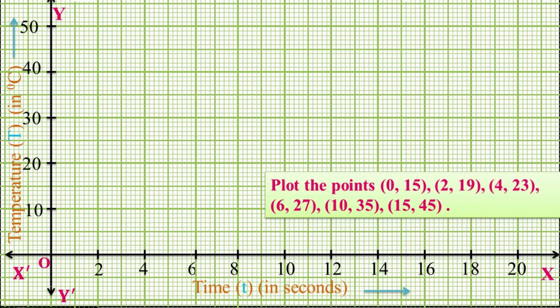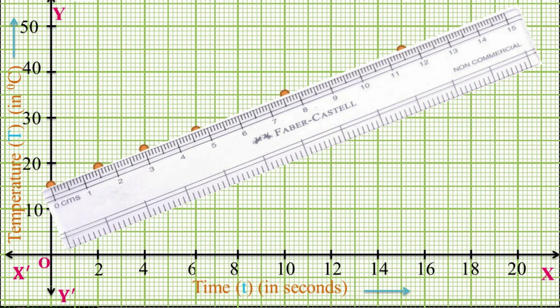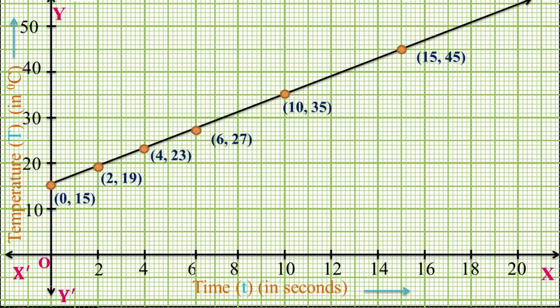Now starting plot the point 0, 15. X is 0 and y is 15. 2, 19. X is 2 and y is 19. 4, 23. X is 4 and y is 23. 6, 27. X is 6 and y is 27. 10, 35. X is 10 and y is 35. 15, 45. X is 15 and y is 45. Now join the points. Draw a straight line.